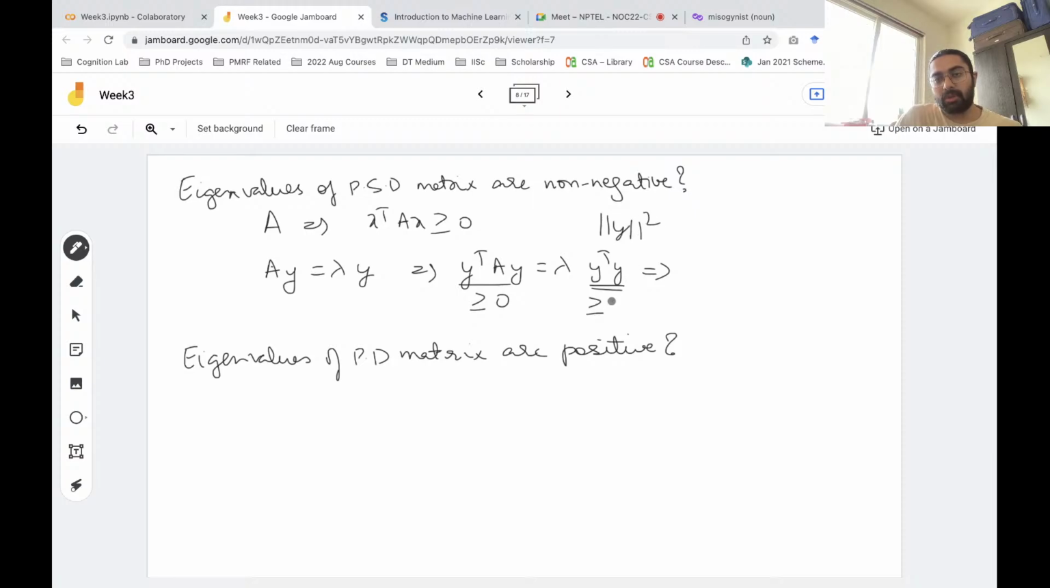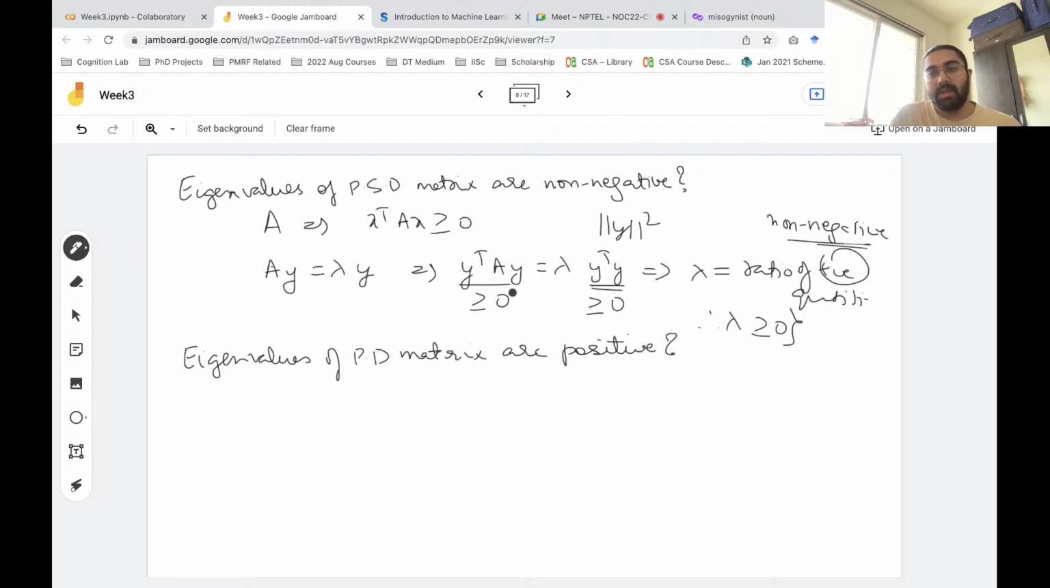So this will also be greater than or equal to 0, which means lambda is basically a ratio of non-negative quantities. Therefore, lambdas are greater than or equal to 0. So not positive, actually, I should say non-negative, right? Because here we are saying that this can be 0.